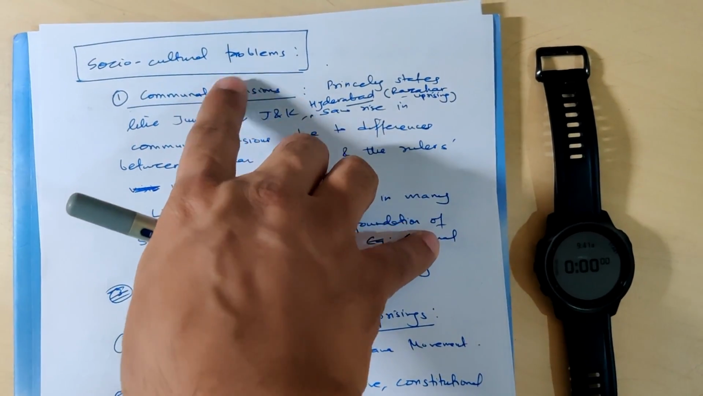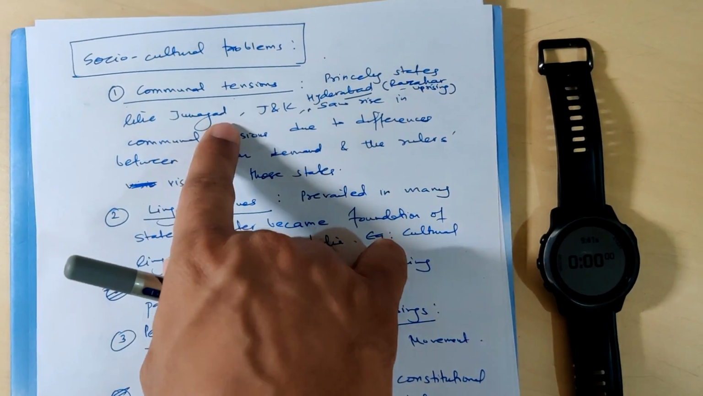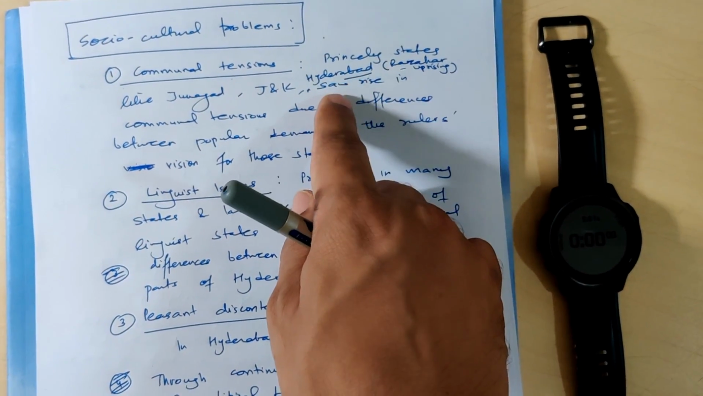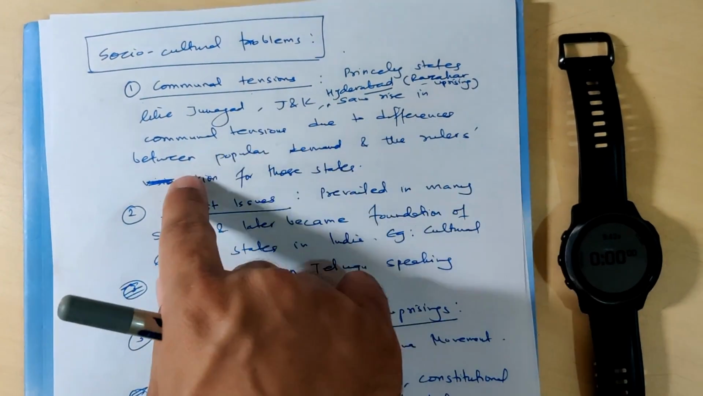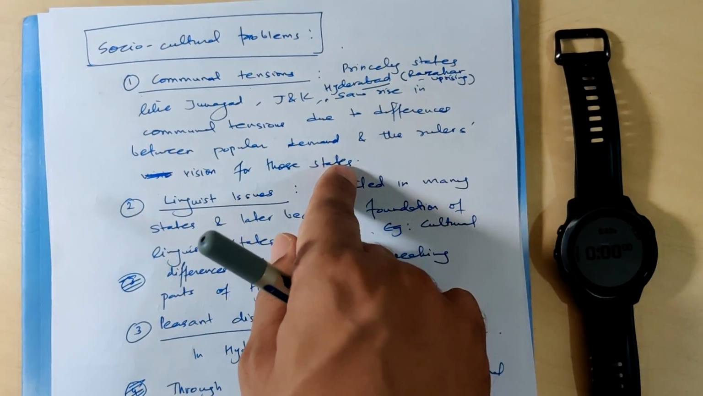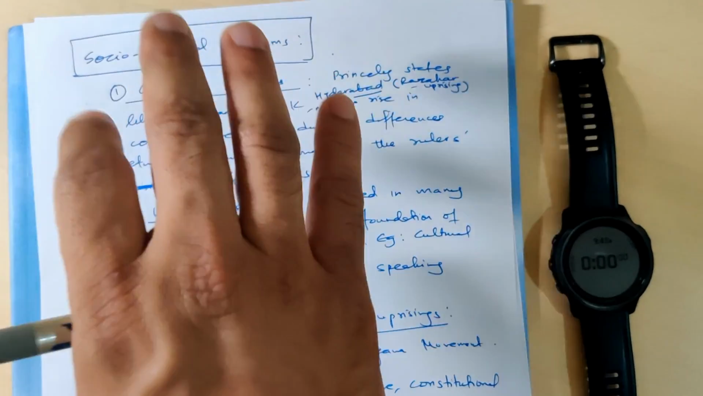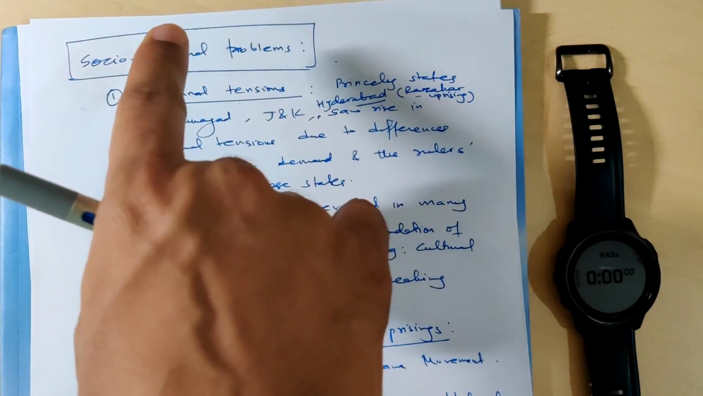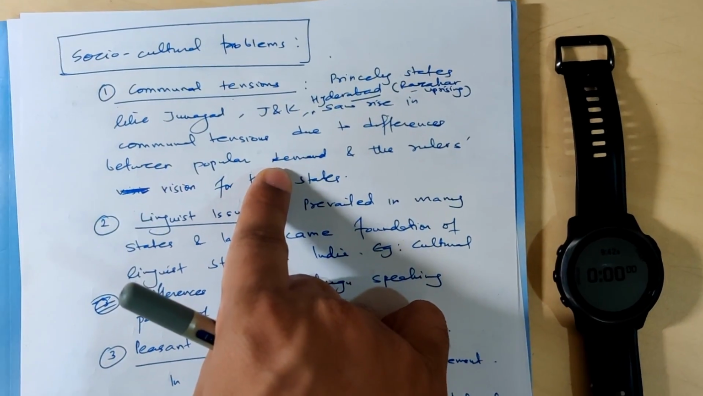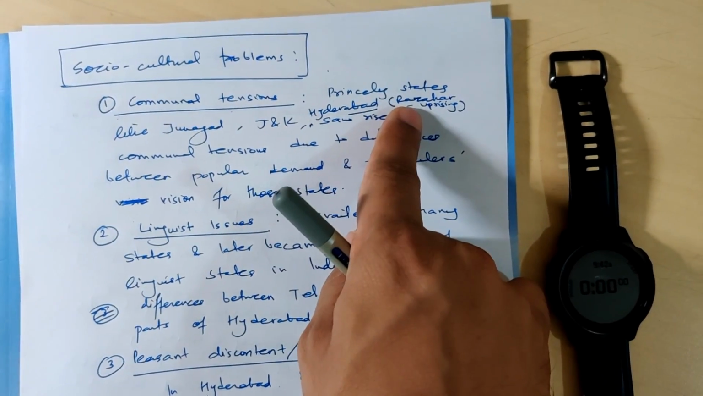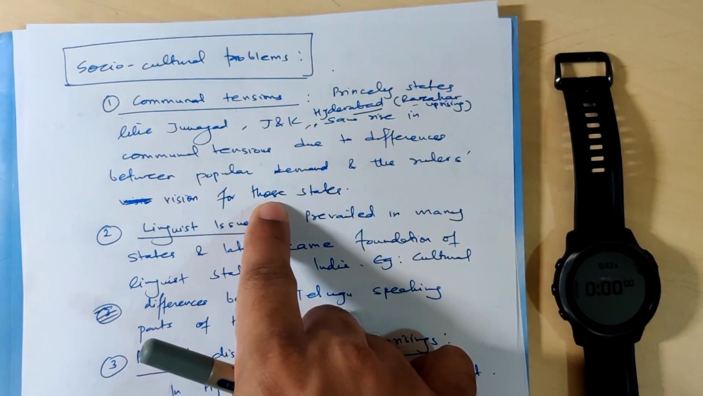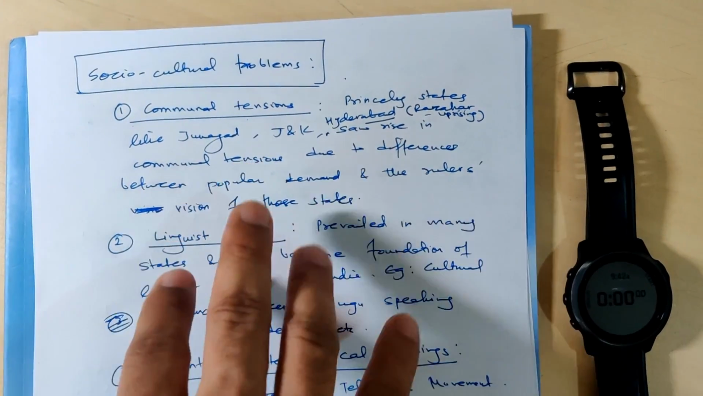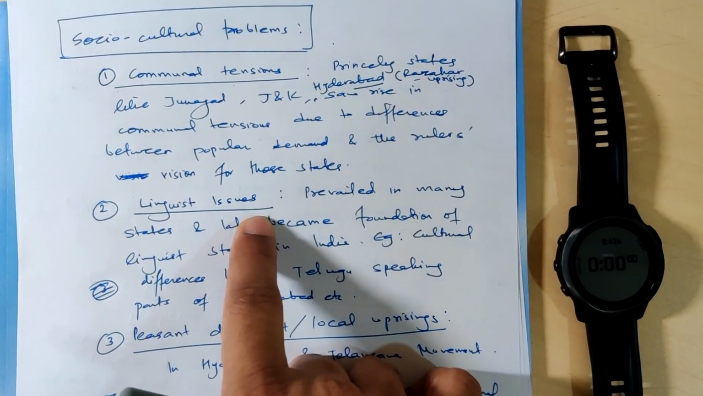So what were the socio-cultural problems? Communal tensions, like in princely states such as Junagadh, J&K, Hyderabad. The Razakar uprising saw a rise in communal tensions due to differences between popular demand and the rulers' vision of the states. So one of the bigger socio-cultural problems facing India at that time due to the integration of these princely states was that of rising communal tensions, because, for example, in states like Hyderabad, there was a Razakar uprising, and this created a lot of administrative problems obviously, but these were largely social and cultural problems. Then linguistic issues.